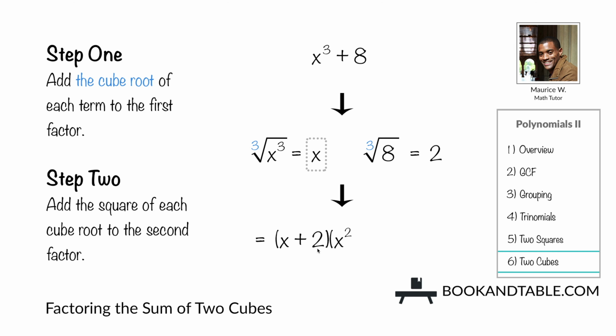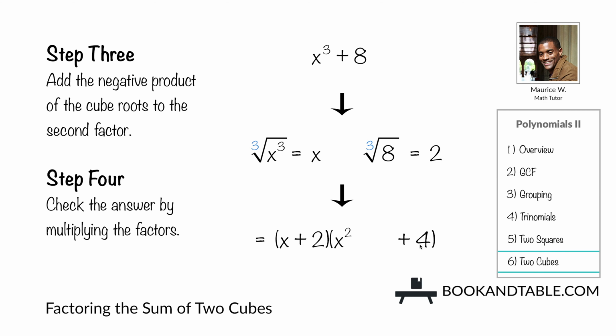And now the second step, we want to add the square of each cube root to the second factor. So the cube root of the first term is equal to x. So when you square that, you get x squared. That'll be the first term in our second factor. And then we want to add the square of this cube root as well. The cube root of 8 is equal to 2. When we square 2, we get 4. We'll place this at the end of the second factor. And now step 3, add the negative product of the cube roots to the second factor. That'll go here.